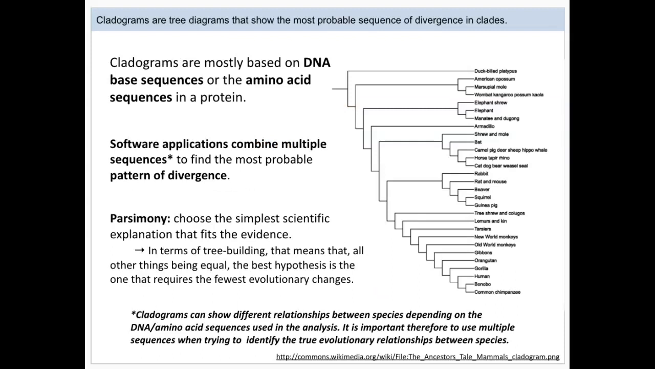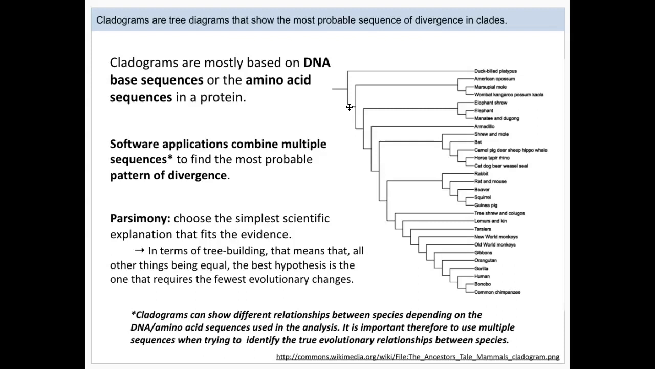Today's cladograms are typically based off DNA and amino acid sequences. Those are homologies. The more they share, the more recent their common ancestor would be. The less they share, the more distant their common ancestor would be. We use computer software to be able to compare these sequences together. It's not typically just one sequence that's compared. It's typically more than one sequence that will be compared.